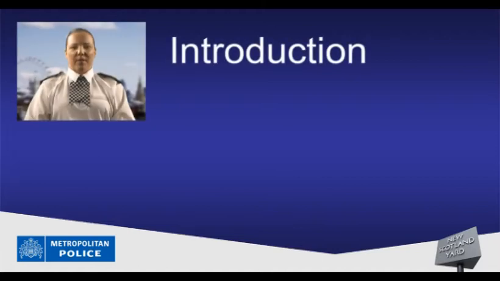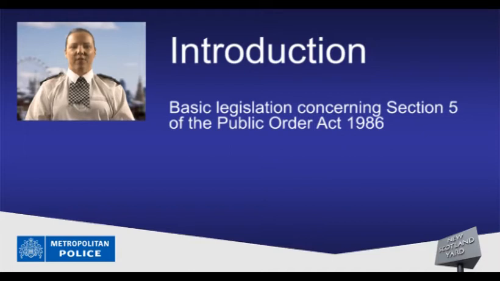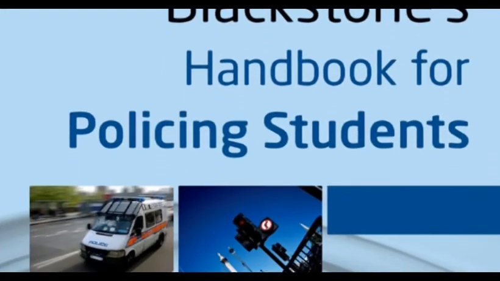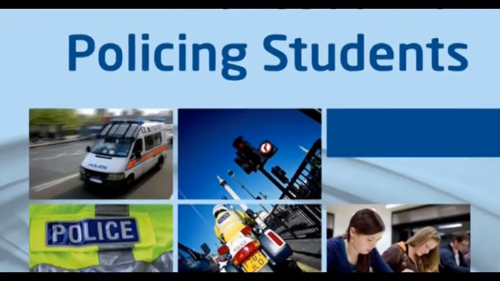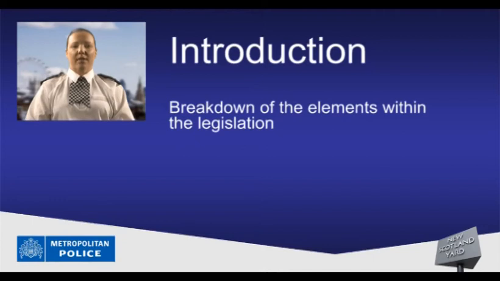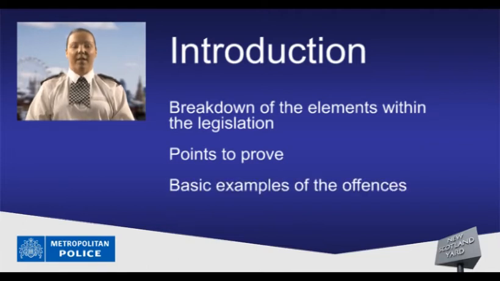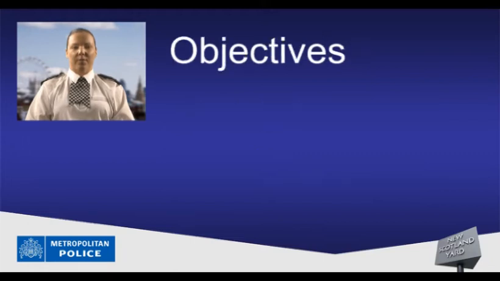This short Metropolitan Police Revision Guide will cover the basic legislation concerning Section 5 of the Public Order Act 1986. You should use this resource to help your understanding, along with other learning materials such as the Blackstone's Handbook for Policing Students. The presentation will provide you with a breakdown of the elements within the legislation as well as the points to prove. It will also show some basic examples of offences to aid in your revision.